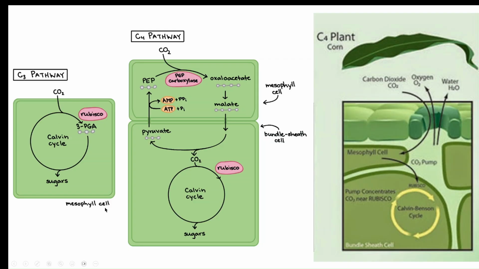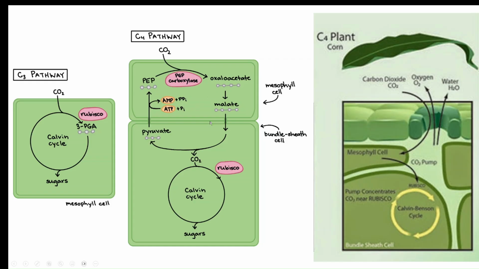So this is the normal C3 light independent reaction. We have CO2 coming in, Rubisco, 3-PGA, the whole thing. We get sugars coming out of that. And then we end up having this extra step in C4 plants where CO2 gets converted into oxaloacetate. Oxaloacetate turns into malate. Malate is then used inside of the bundle sheath cells into pyruvate and PEP and things like that. So what's the benefit here?